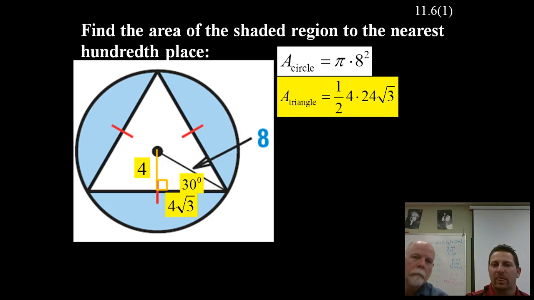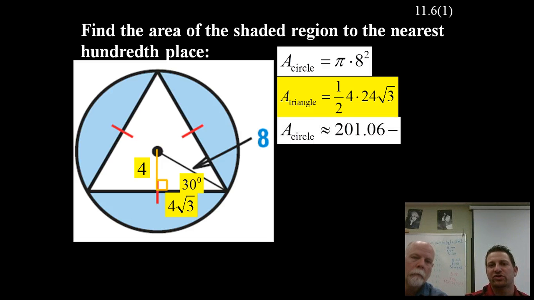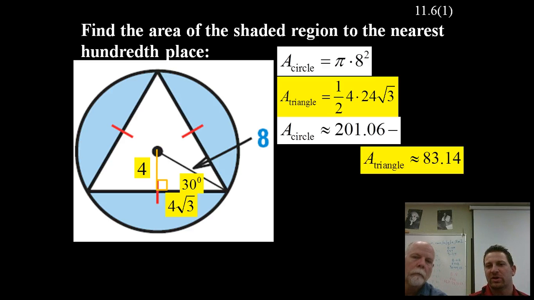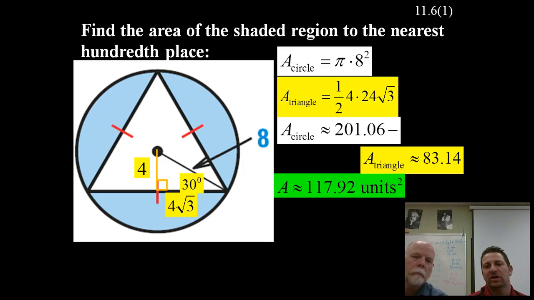And so now I go through and I'm going to say, okay, the area of the circle is roughly 201.06 once I plug that into my calculator, minus 1/2 of 4 times 24 root 3, which is approximately 83.14 units squared. And then when I subtract those two, I get that the area is 117.92 units.